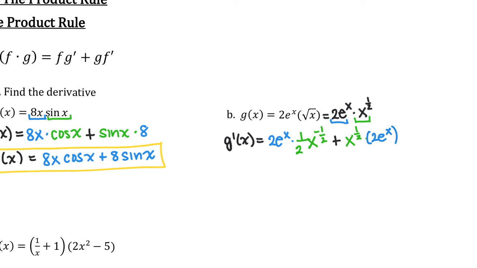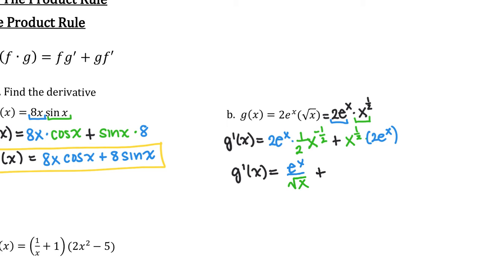Okay, this looks a little ugly. Let me make it a little bit better. Let's see, the 1/2 and the 2 cancel anyways. So let me keep the e to the x in the numerator. The x to the 1/2 is going to go to the bottom. And the x to the 1/2 is just the square root of x. So let's rewrite it like that.